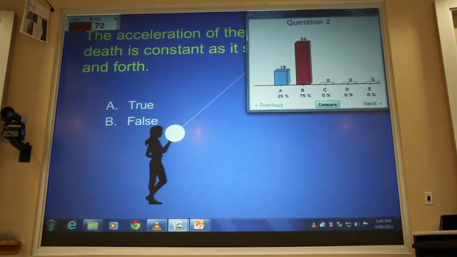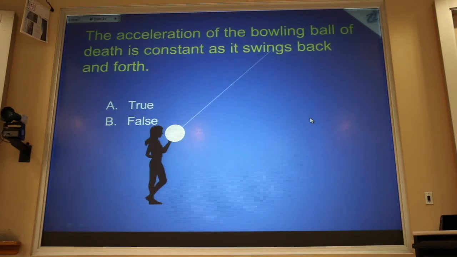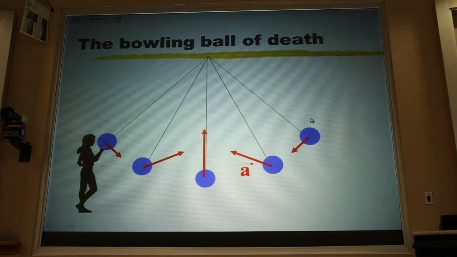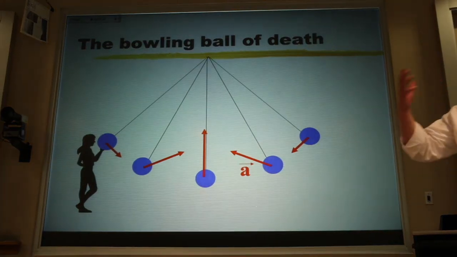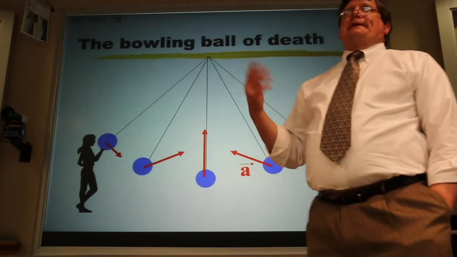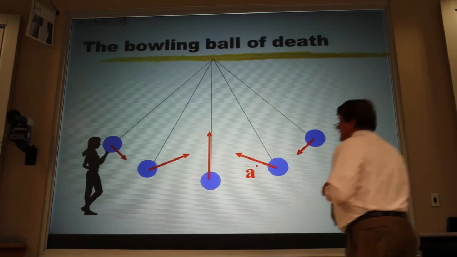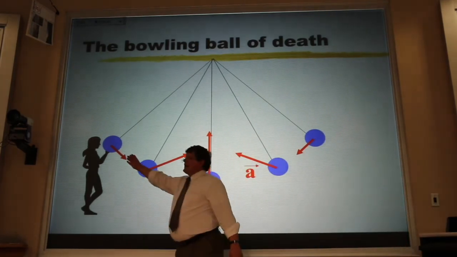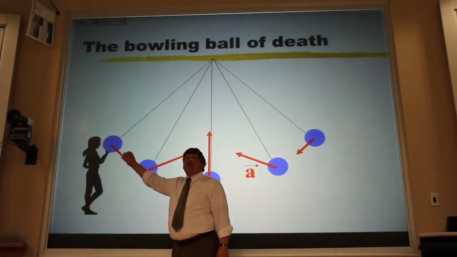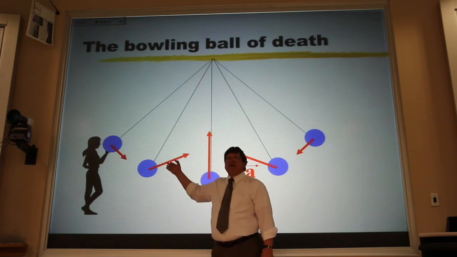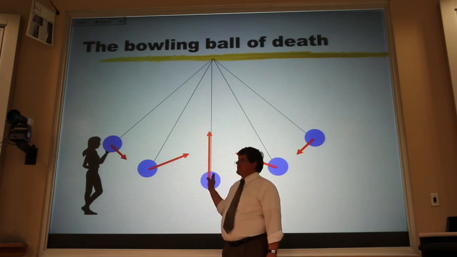What I should have asked is, is it false or way false? Way false. You had a homework problem where you had a bowling ball of death, but actually it was a kid on a tire swing. But if it were a bowling ball of death, it would have been the same problem. We found that the acceleration vector changed its magnitude, how big it is, and also its direction.